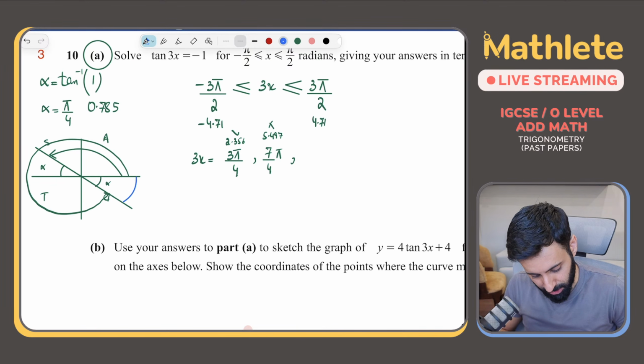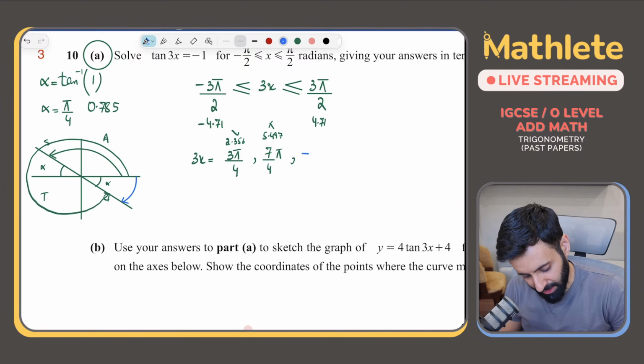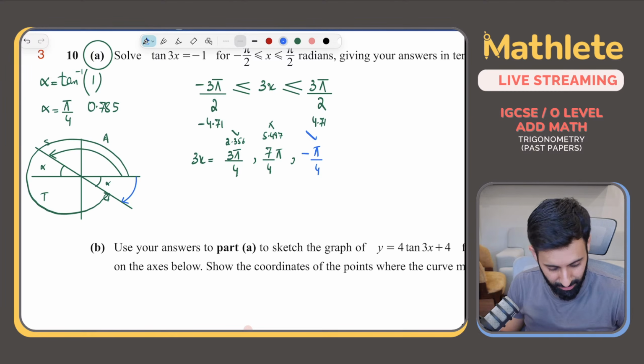To find solutions in the previous cycle, we will now go in a clockwise direction. So what about this? This will be minus alpha, that means minus pi upon 4. And minus pi upon 4 is inside the range, so we will consider it.